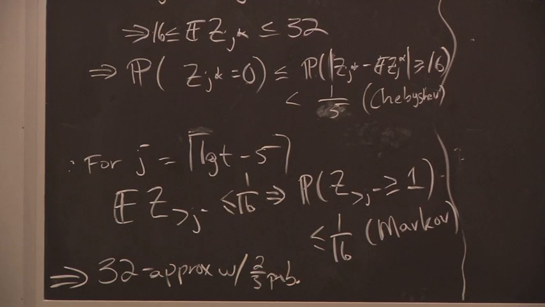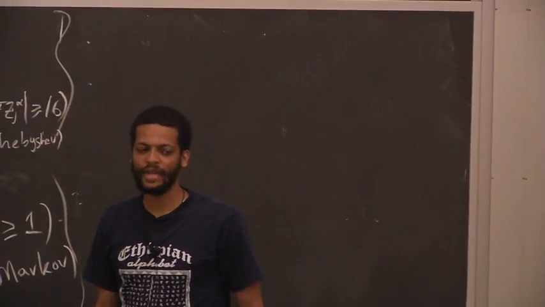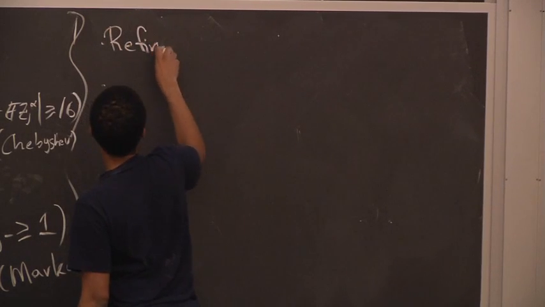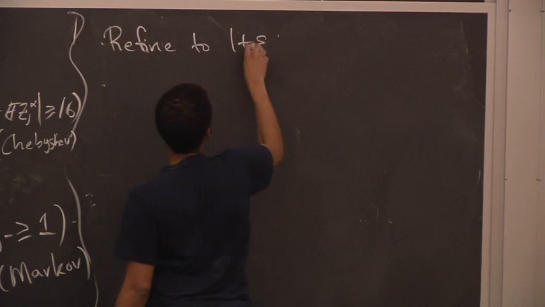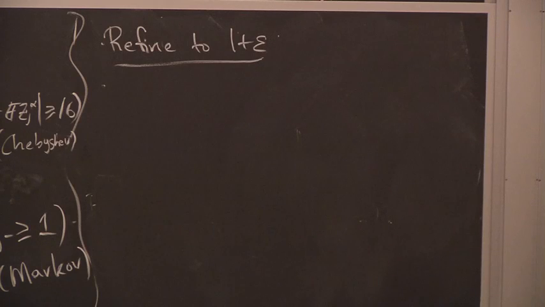So, okay, good. First, we got an O(1) approximation. How do we refine to 1 plus epsilon? The moral of the story is that sometimes when you make the idealized algorithm non-idealized, things get a little hairy. But okay, that's okay.